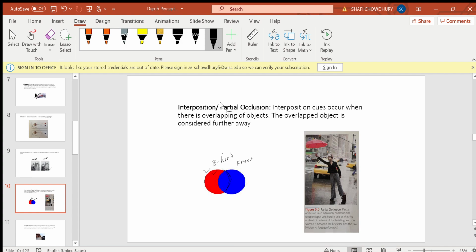We use that cue a lot, right? For example, here you see that this girl is definitely near, and the car, since it is partially occluded or blocked, is far, right? So there are many objects in this scene. This is a visual scene where you have multiple objects, and they are differently occluded or blocked by different things.